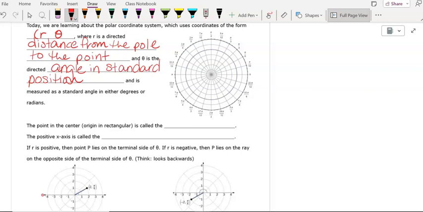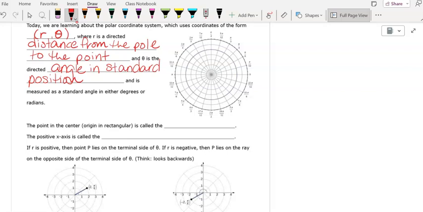So what this is just saying is that with my angle, the angle itself is going to be in standard position, like everything we're known to be doing in our unit circle, and it's going to have a specific distance from the center, okay? So that's what we have right here. The point in the center, also known as your origin in rectangular, meaning that on your xy coordinate grid, the very center (0, 0) is your origin.